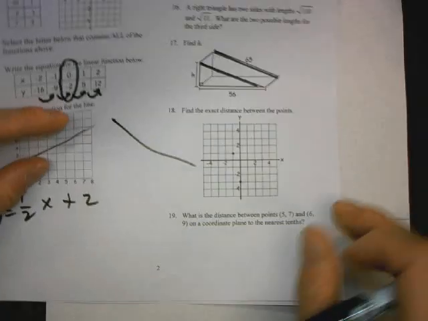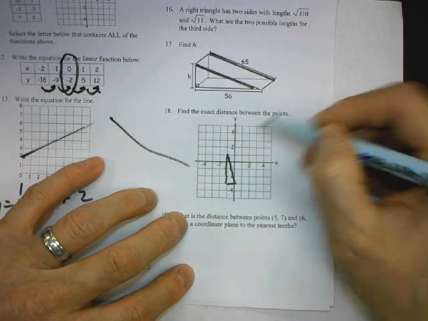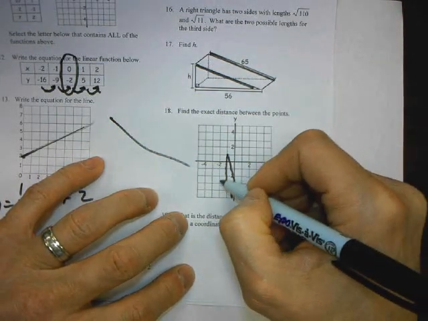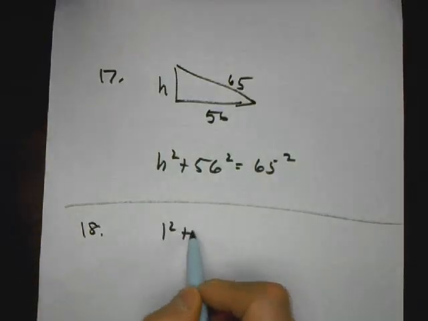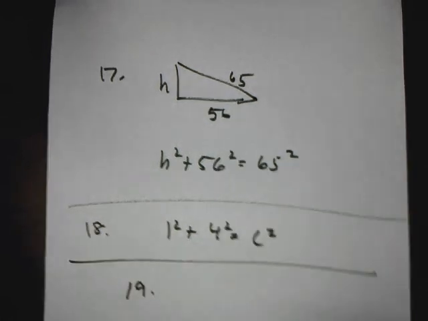Number 18, we have a graph. We're going to make a right triangle from this graph here. This distance is 1. This distance is 1, 2, 3, 4. So number 18 looks like this. We have 1 squared plus 4 squared equals c squared. You guys are going to finish that.